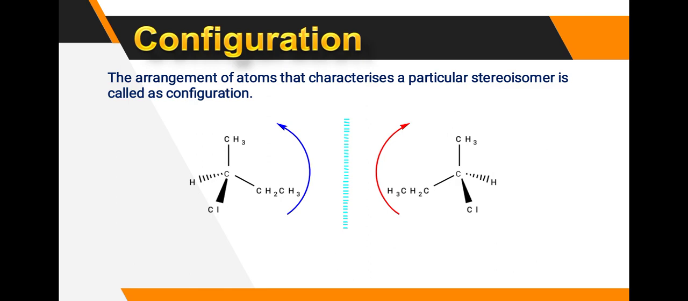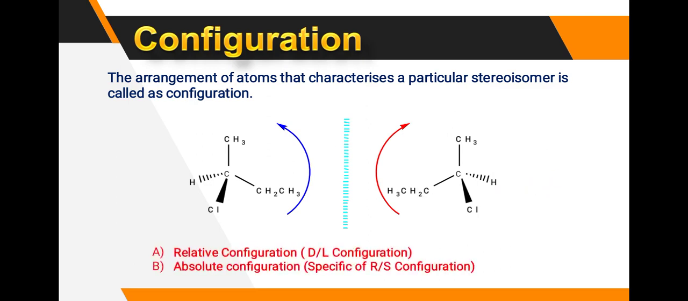Okay, these are the 2 molecules. One rotates anticlockwise, one rotates clockwise. The arrangement of atoms that characterize a particular stereoisomer is called a configuration. Then there are 2 types of configuration: relative configuration, D and L, dextro and levo rotatory, and absolute configuration, specifically R and S, rectus and sinister configuration. These are the 2 types: relative configuration and absolute configuration.